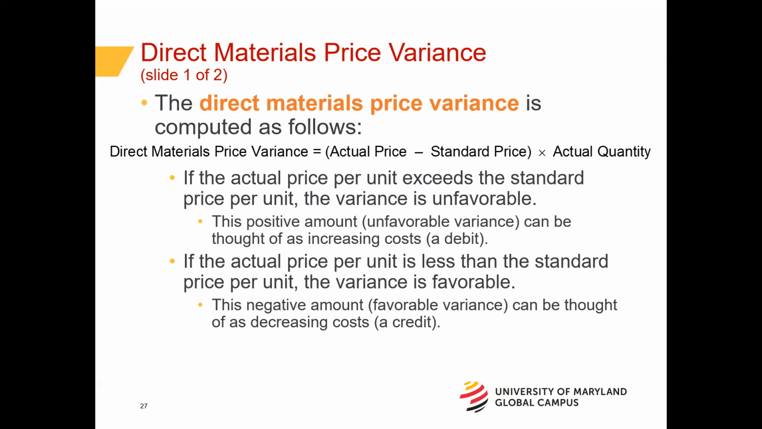Remember, the word variance means difference. If the actual price per unit exceeds the standard price per unit, it's unfavorable. Anytime actual is higher than the standard, it's unfavorable. It means we spent too much. If the actual price per unit is less than the standard, it's favorable. It means we save some money.